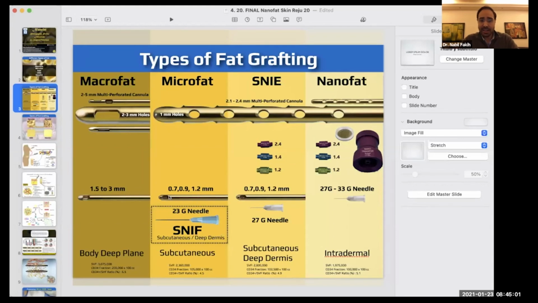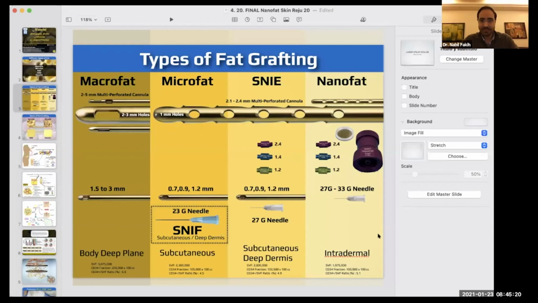Regarding injections, we use small injector cannulas. As you see, they are 0.7, 0.9, and 1.2 millimeters. So it's okay. Thank you, Dr. Nabil. I hope Dr. Hernandez will be satisfied with his question.